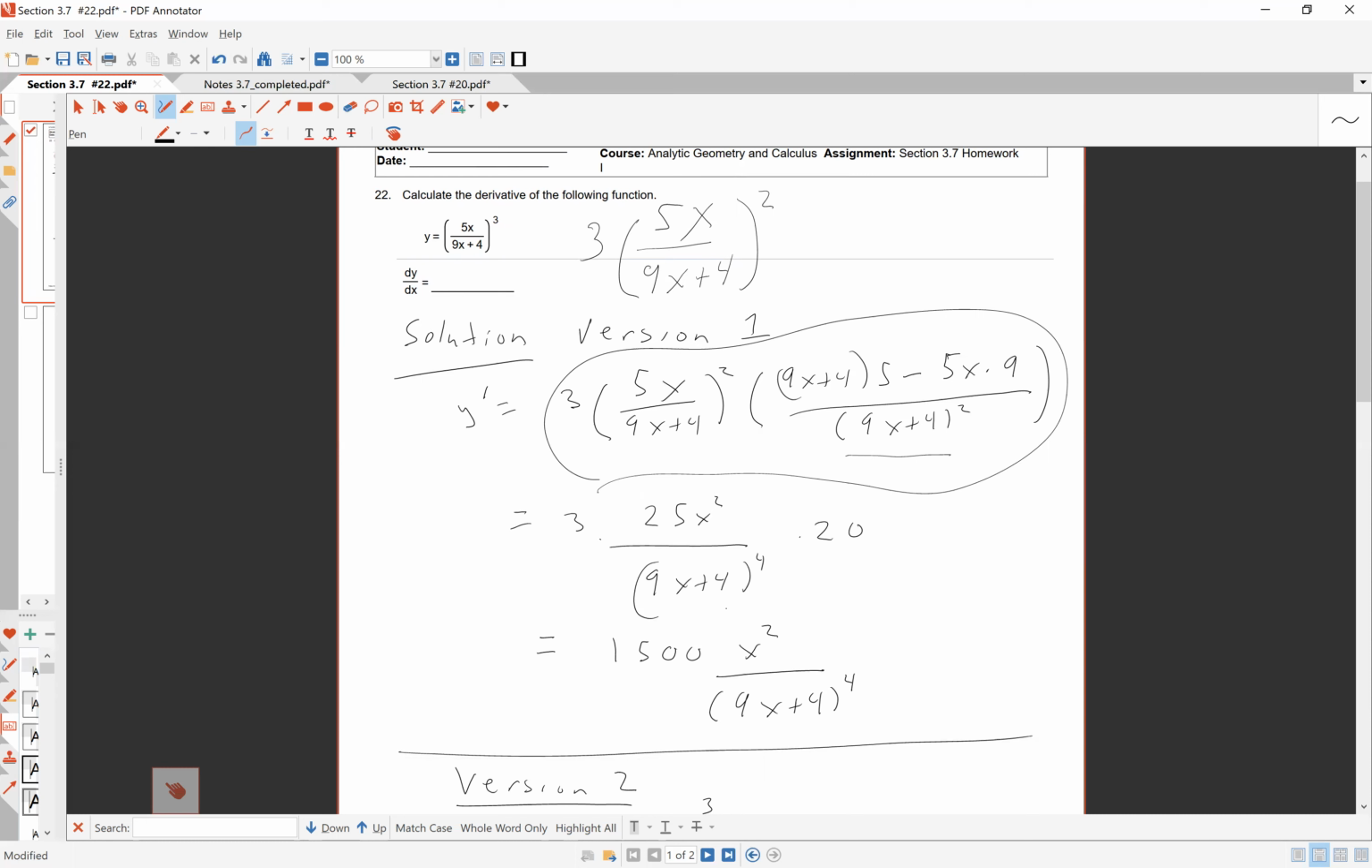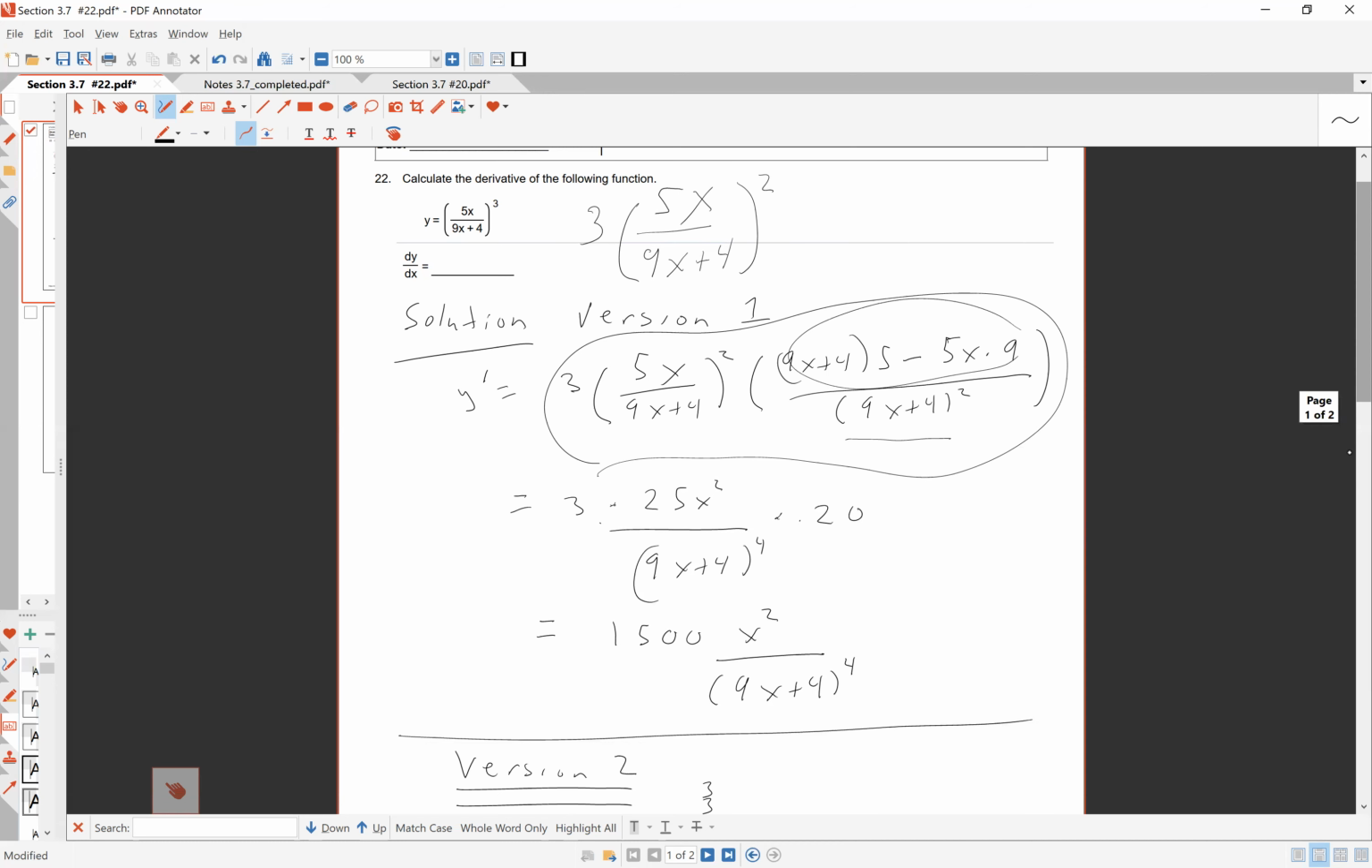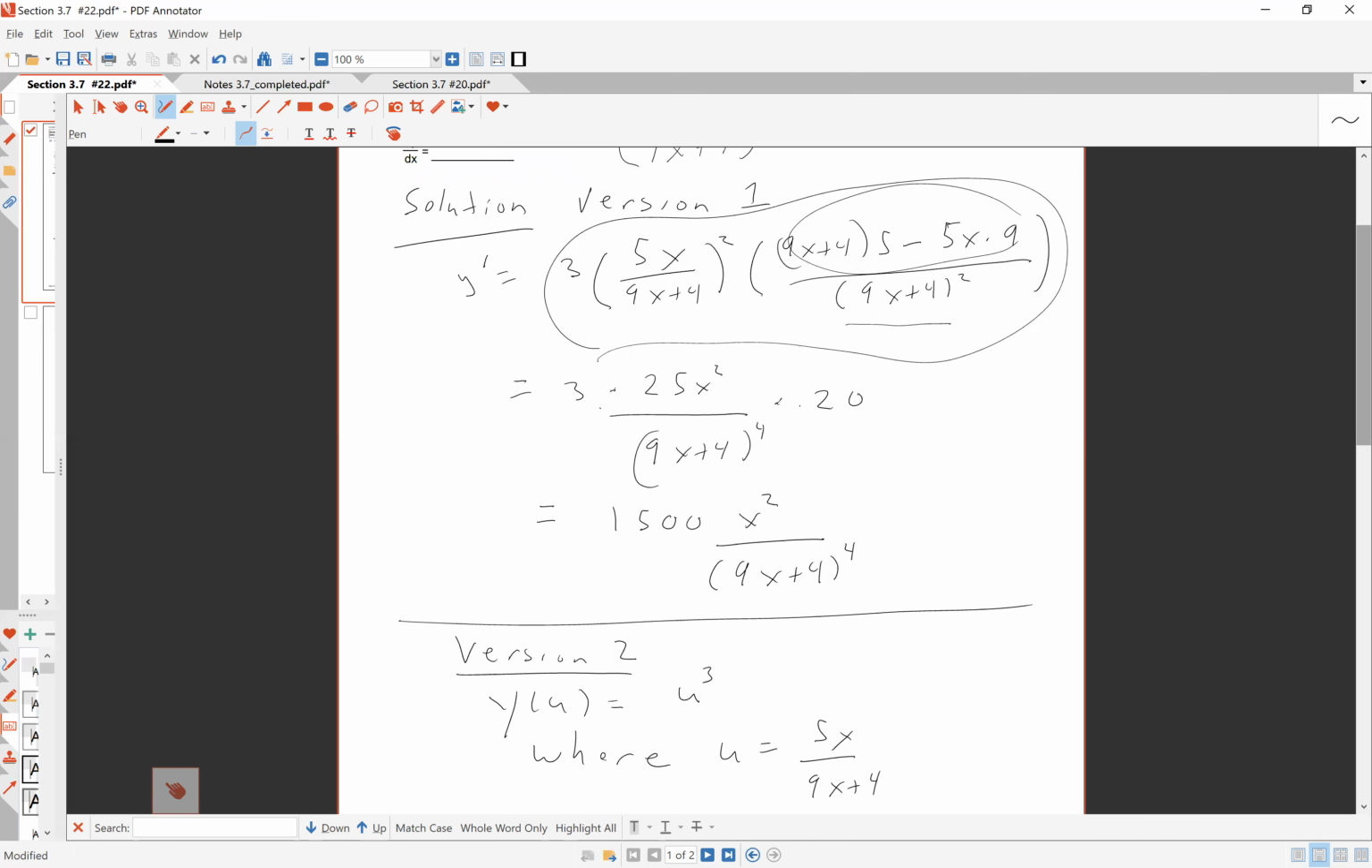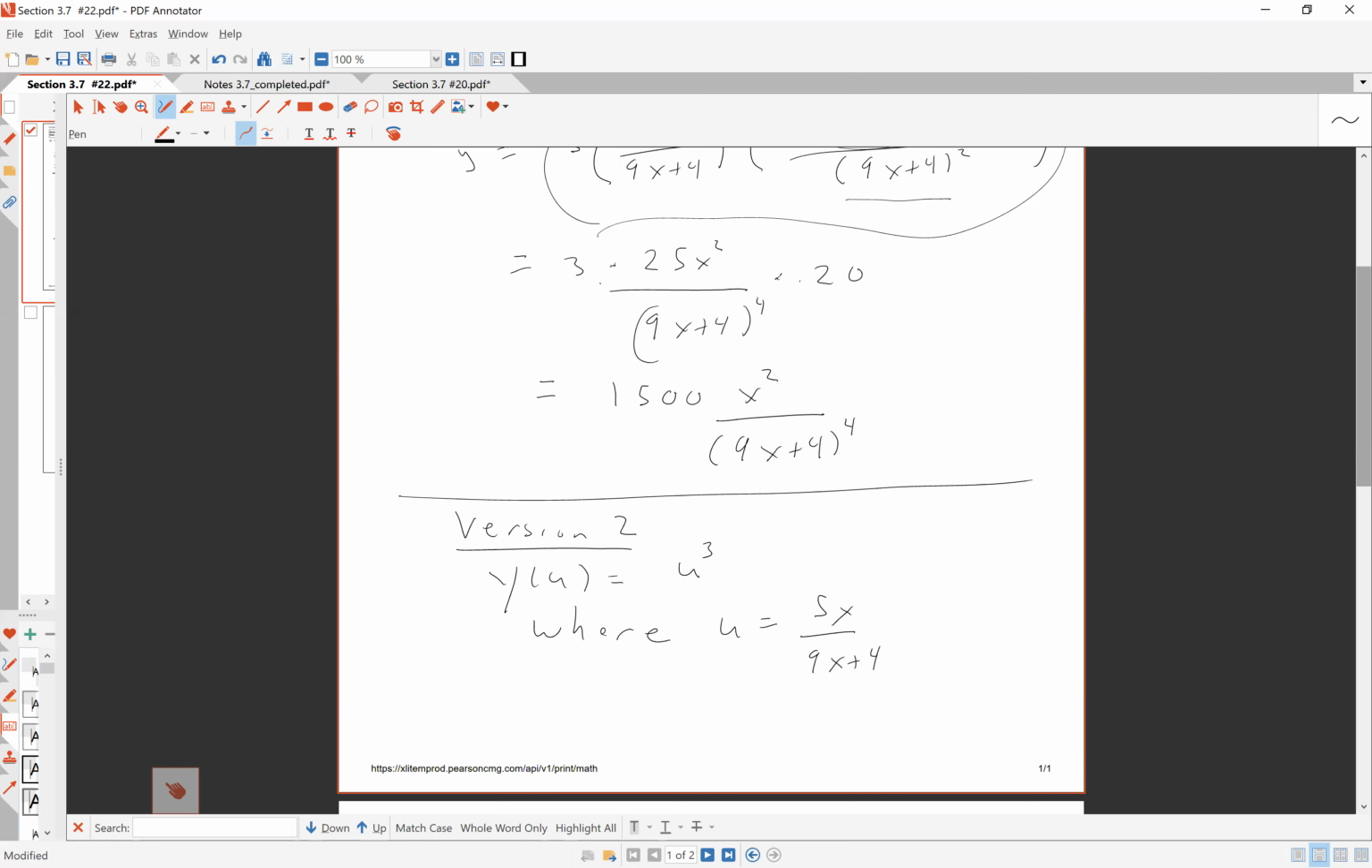Now, this problem was set up in a very nice way so that a lot of terms drop out. If you simplify this, it turns out what you just get is 20. So we get 3 times 25x squared over 9x plus 4 to the 4th times 20. And we multiply all the constants together, 3 times 25 times 20, and it turns out we get 1500x squared over the quantity 9x plus 4 to the 4th. So that's a good answer, right? We simplify, we multiply all the constants together. We don't leave these loose ends.